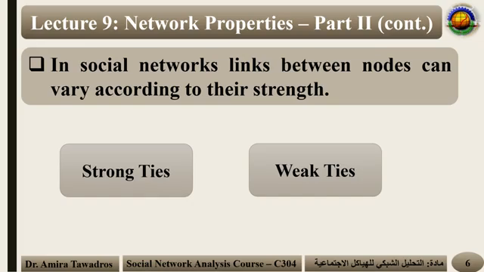Is there strong ties and weak ties in social networks? We will see. As you know, in real social systems, social ties that link people together can vary according to their strengths. In friendship network, for instance, the strength of friendship varies from one pair of friends to another. The same concept applies on trust networks and many other real social networks. In the terminology of social network analysis, we can say that links between nodes also can vary according to their strengths.